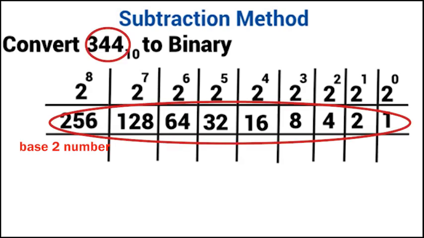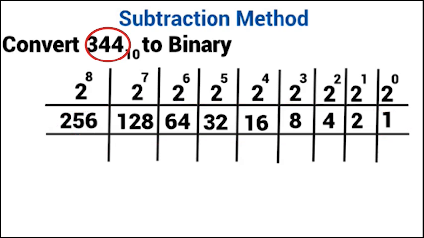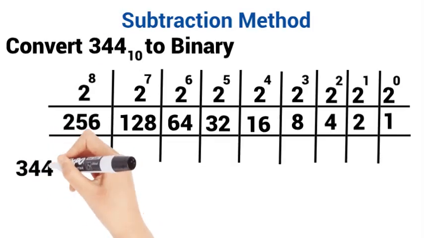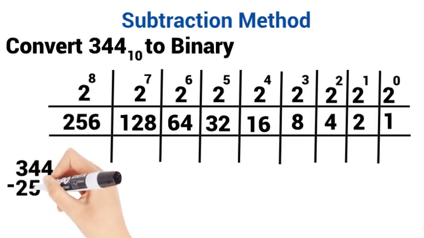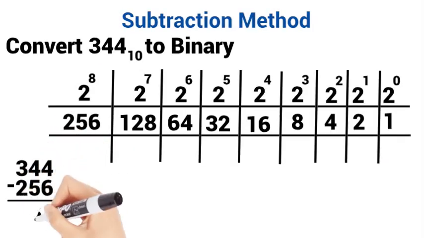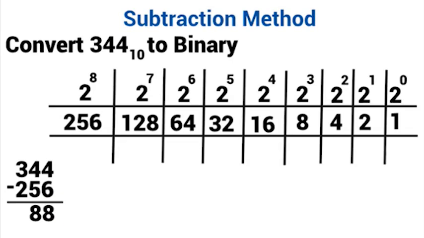Next is to choose from the base 2 number that can be subtracted from the given number. Since our given is 344, the highest from the base 2 number is 256. And so 344 subtracted by 256 is 88. Before proceeding to the next step, I want you to copy the base 2 number that we used so that we can check our answer later.